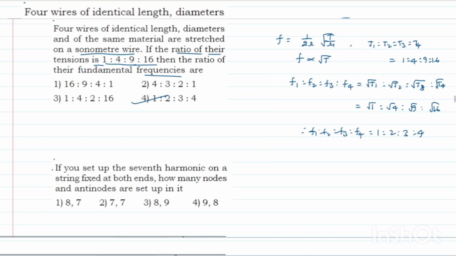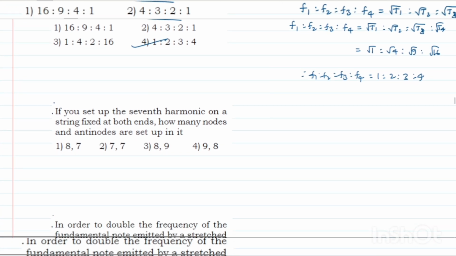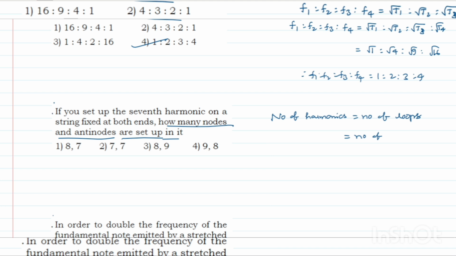Let us see the next question, students. If you set up the 7th harmonic on a string fixed at both ends, how many nodes and how many antinodes are set up in it? The 7th harmonic, students, is nothing but the number of loops. The number of harmonics is nothing but the number of loops, which is equivalent to the number of antinodes. So how many antinodes will you get? 7.